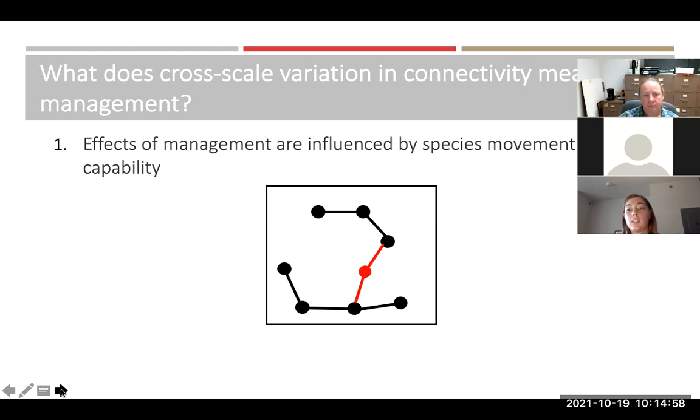The first is just acknowledging that the effects of land management or habitat management are going to be influenced by species movement capability. To take a really simple example with this mock network that I built on the slide again, let's say that that red node or red habitat patch is a newly restored patch of wet meadow habitat between these two existing groups or clusters of wet meadow habitat. So the distance of that newly restored area from those existing habitat areas is really going to be key in how that new patch of habitat is going to benefit connectivity for different species.